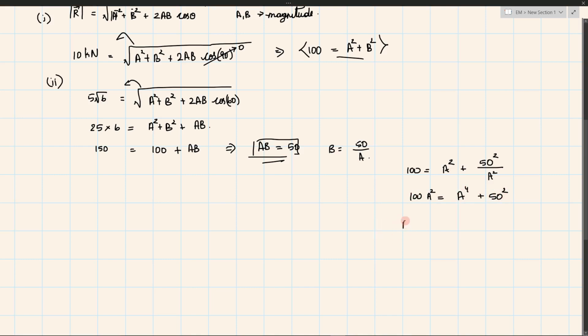So this is nothing but A to the power of 4 minus 100 A square plus 50 square is equal to 0. So if we solve this fourth order equation, we'll have A is equal to root 50. One of the roots would be equal to root 50. So B would also be equal to root 50 if we substitute in this equation.